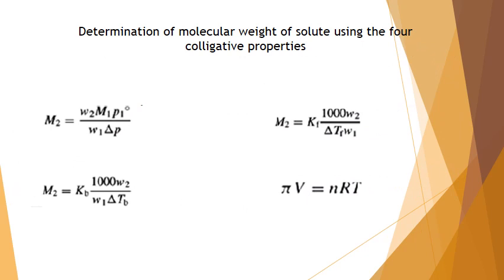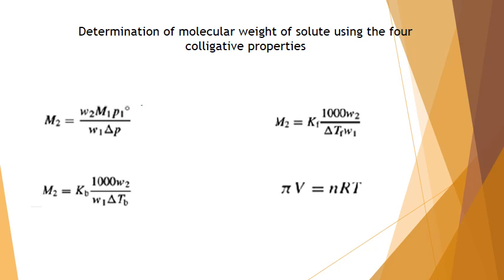Now this slide is showing how to determine the molecular weight of a solute using the 4 colligative properties of non-electrolyte solutions. As we mentioned earlier, all the colligative properties depend on the number of molecules of solute inside the solution of non-electrolyte. That's why it is considered a colligative property.